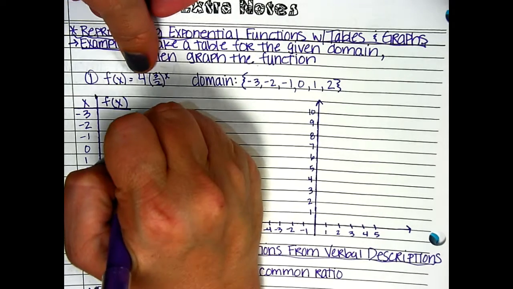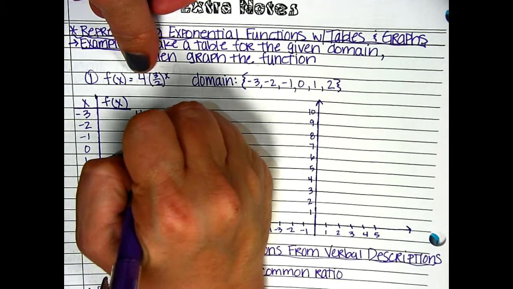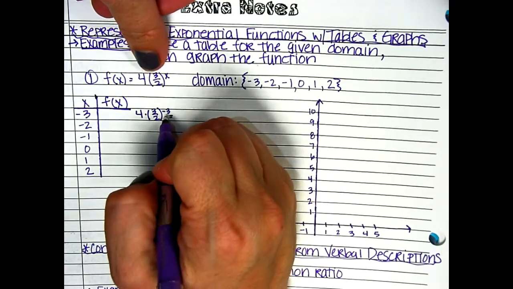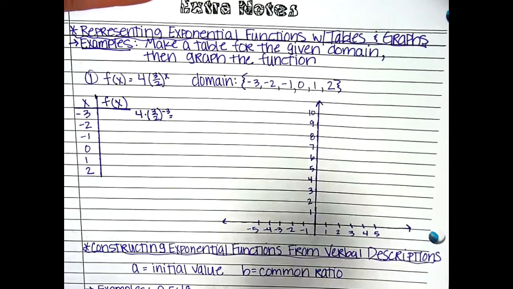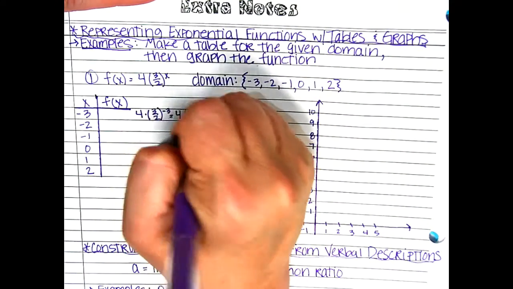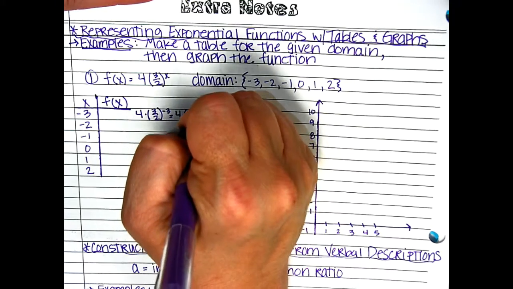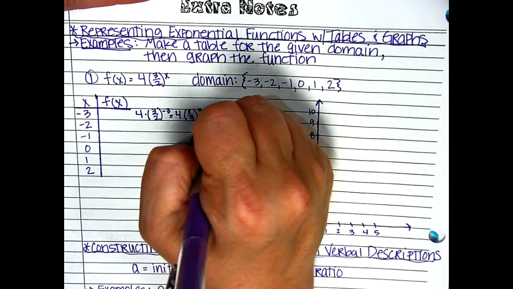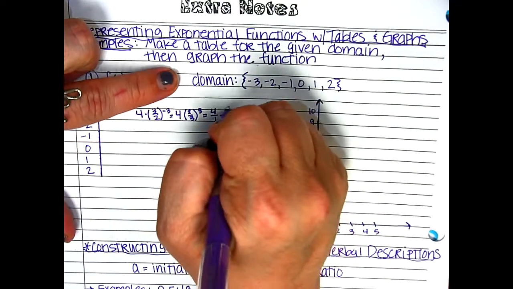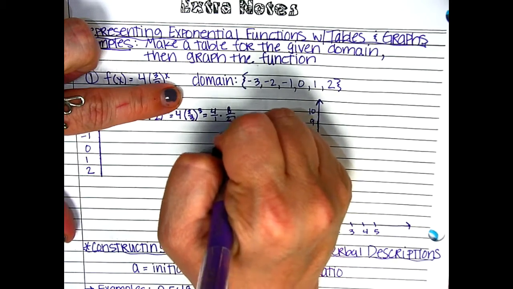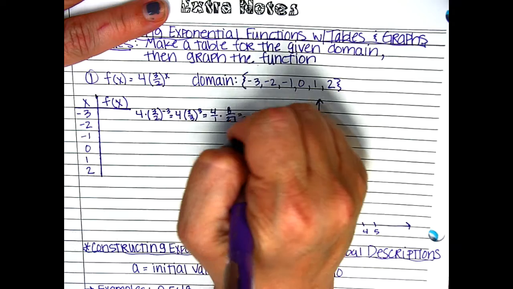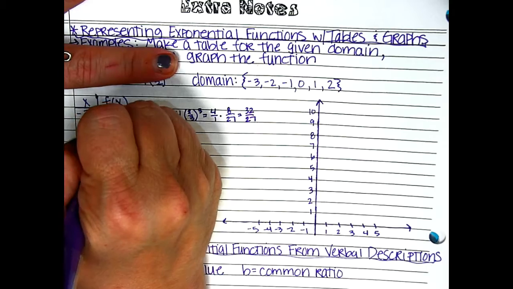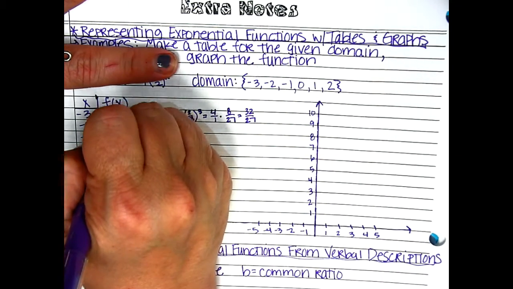So my first one would be 4 times 3/2 to the -3rd. Okay, you'll remember that negative exponents mean reciprocal. So the first thing I'm going to do is write this as 4 times 2/3 cubed, because that is the reciprocal of 3/2. So that's 4/1 times 2 cubed is 8, and 3 cubed is 27. 4 times 8 is 32. 1 times 27 is 27. So this is 32/27.